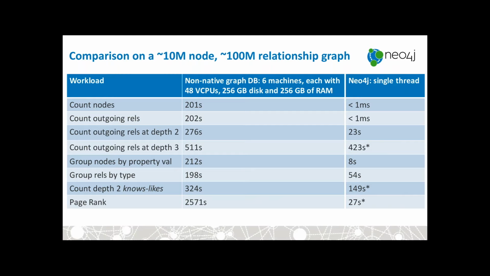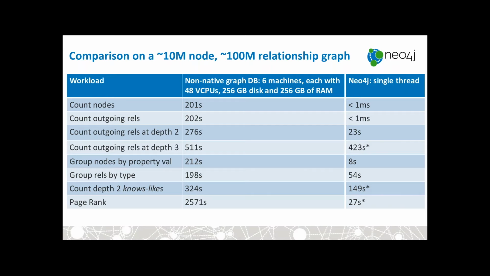Count property values, 212 seconds to 8, 20 odd times faster. Group relationships by type, by friend or bought or likes or whatever, 4 times faster. Count patterns, knows, and likes at depth 2, twice as fast. And importantly, and surprisingly here, given that the non-native setup had these massive, powerful machines, when we ran PageRank, we were 100 times faster, give or take. 2,500 seconds versus 27 seconds on Michael's desktop. It's a good desktop, but it's a desktop machine.